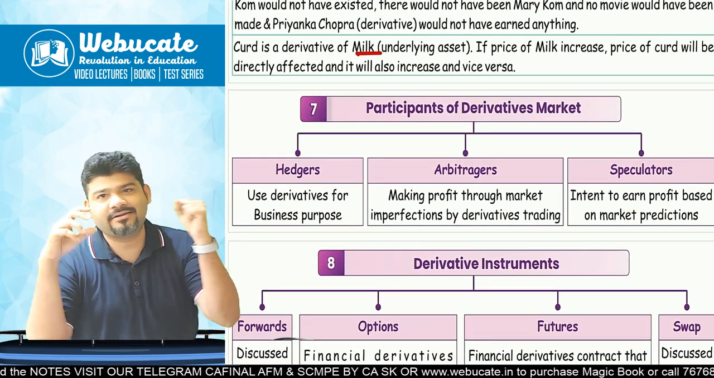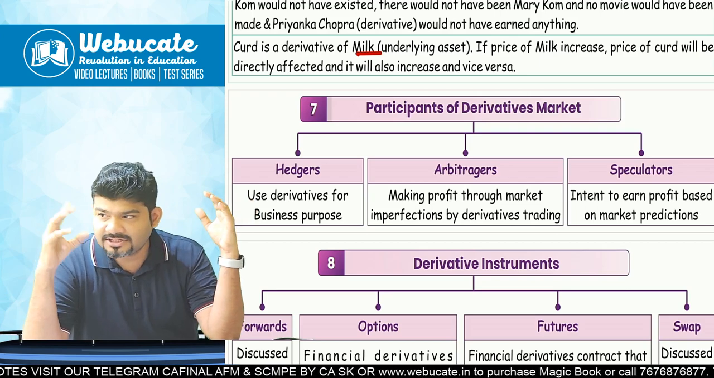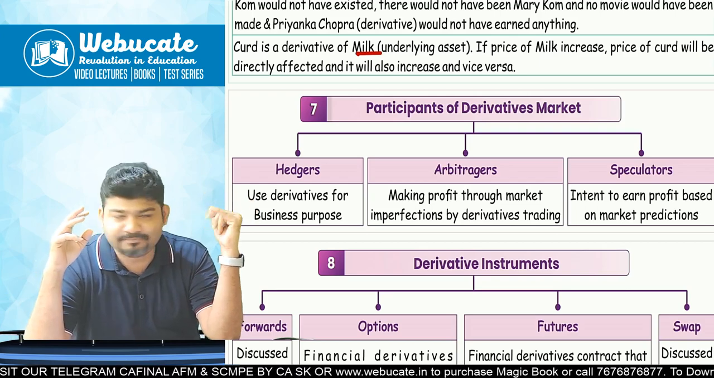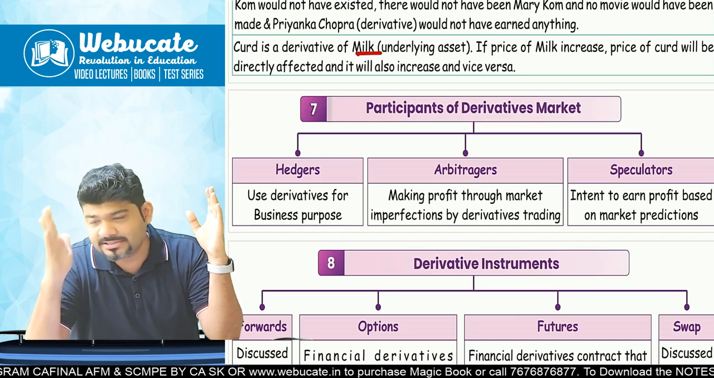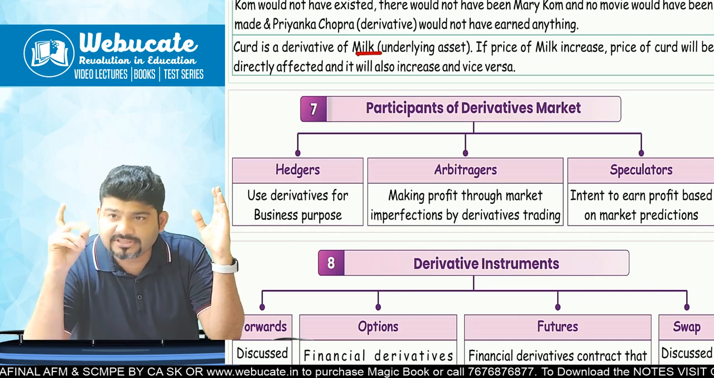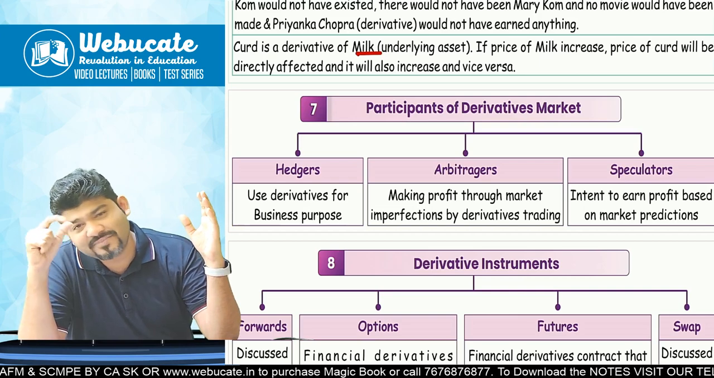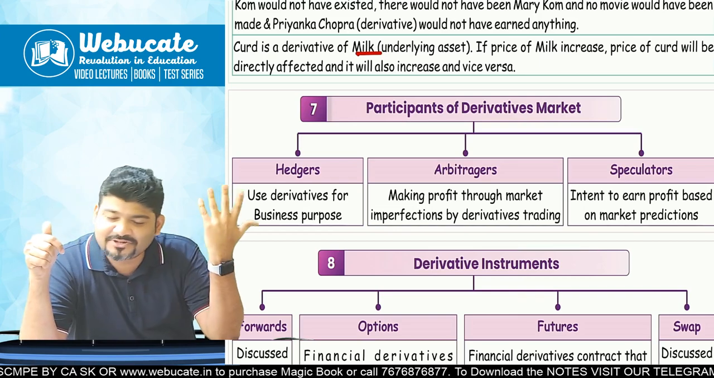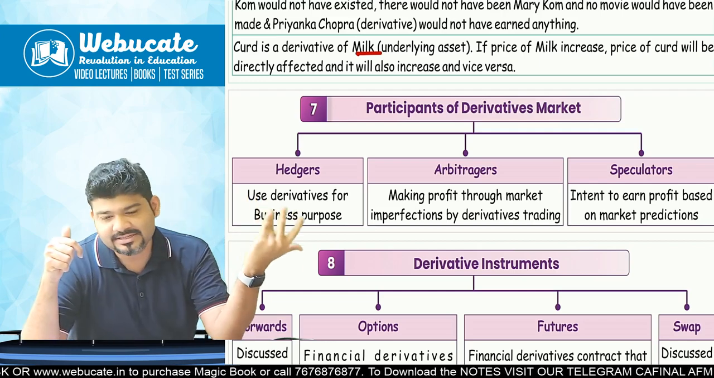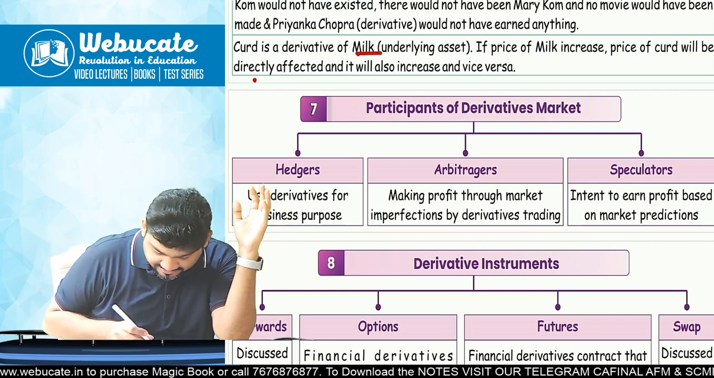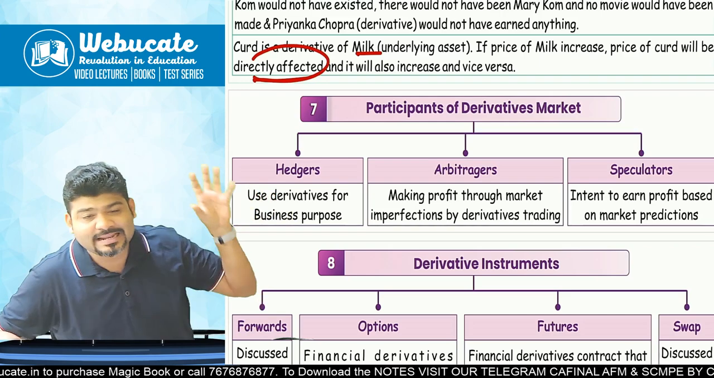Because the derivative is based on the underlying asset, a change in the underlying asset will impact the derivative as well, right? And this change is based on the real market. Say prices of milk increase. What will happen to the prices of curd? Correct, obviously the prices of curd will also increase. The derivative will be directly affected.